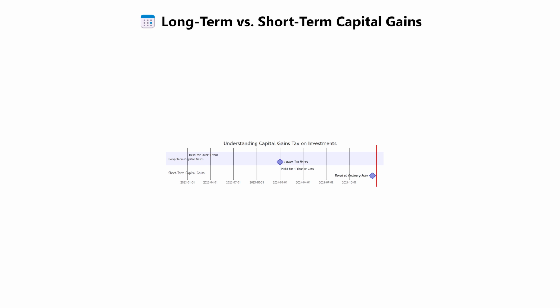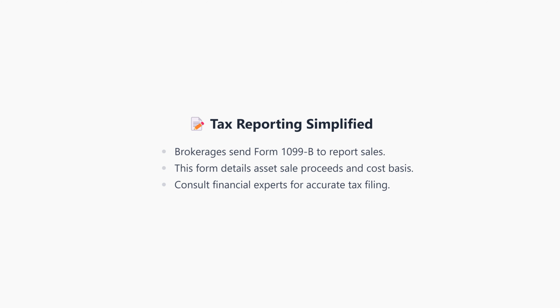In this diagram, we illustrate the different holding periods that define long-term and short-term capital gains. Investments held for over 1 year are categorized as long-term and typically enjoy a lower tax rate, whereas short-term gains from assets held for a year or less are taxed at the ordinary income rate. Your brokerage will usually send you a Form 1099-B at the start of the tax year. This form will report sales and the cost basis of the assets sold, providing a streamlined approach for calculating and reporting capital gains. For accurate tax filing, it's advisable to consult with a financial expert or tax professional.